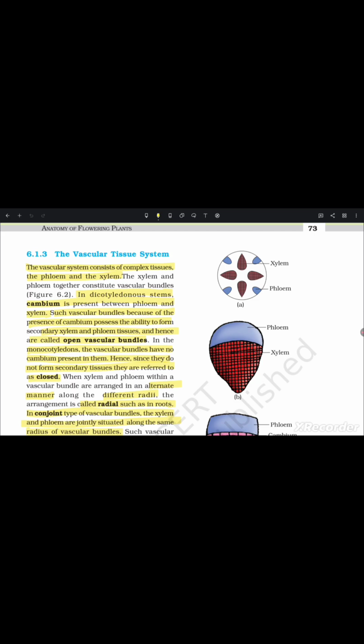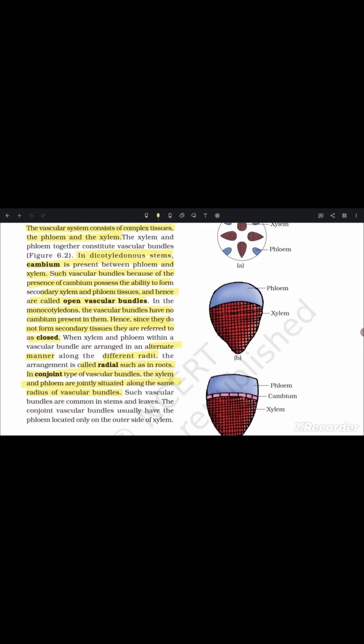The vascular tissue system. The vascular system consists of complex tissues, the phloem and the xylem. The xylem and phloem together constitute vascular bundles. In dicotyledon stems, cambium is present between phloem and xylem. Such vascular bundles, because of the presence of cambium, possess the ability to form secondary xylem and phloem tissues, hence are called open vascular bundles.